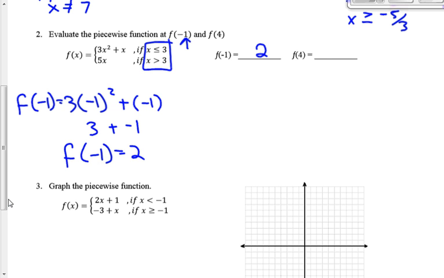For f of 4, 4 is greater than 3, and so we're going to use the expression 5x. And so 5 times 4 is equal to 20. So for f of 4, we get 20.